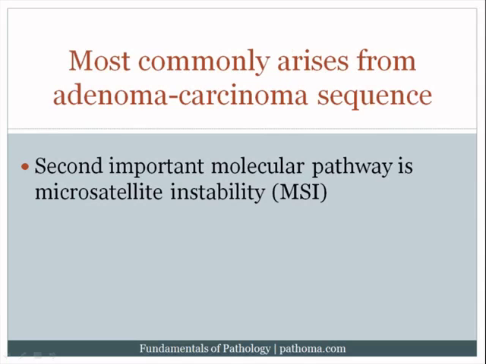Now, when you think about the molecular mechanism by which colorectal carcinoma can arise, there's really two major molecular pathways. The first molecular pathway is the adenoma-carcinoma sequence, and we discussed it in extensive detail in the prior lecture. However, this is the most common pathway by which colorectal carcinoma would arise, and it probably represents about 80% of colorectal carcinoma. There's a second important molecular pathway, and that's the microsatellite instability pathway.